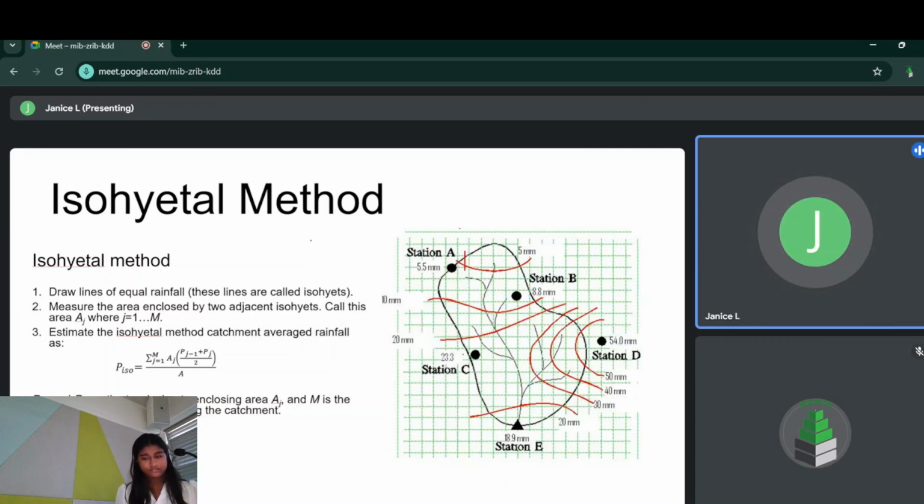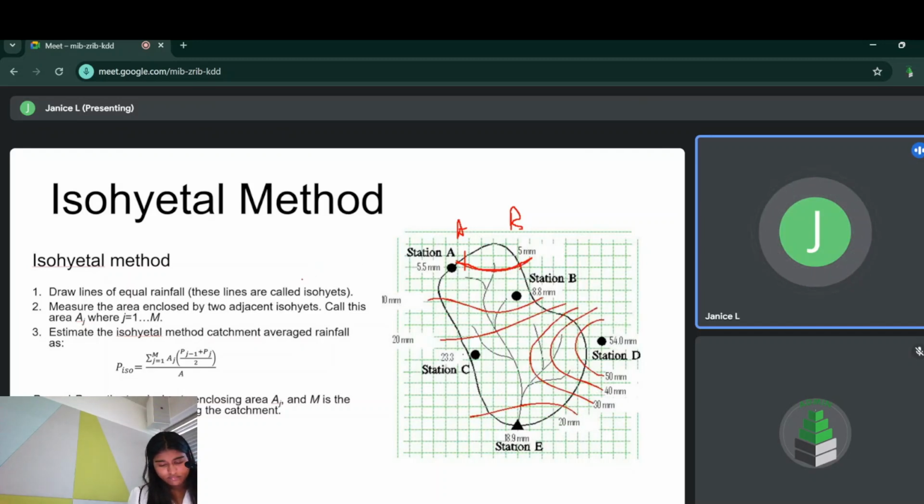So point A here and point B here have the same rainfall of 5 millimeters. I'm going to draw a line, and I'm going to linearly interpolate between whatever measurements I have. And they've done it here. It looks like a contour map, but you're using rainfall instead of height or elevation.